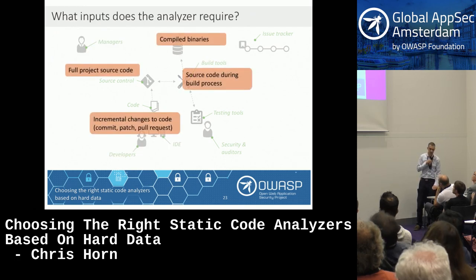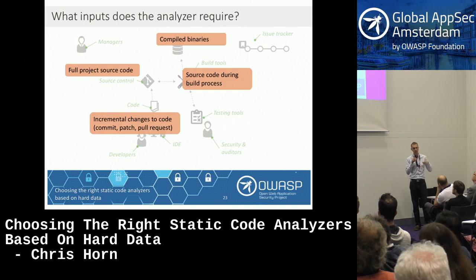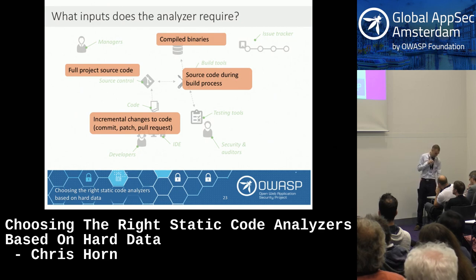Different analyzers have different inputs. Some work on just snippets of code, so individual commits. Some need the full code base in order to work. Some need to be wired into the build process, so they actually need to observe the build process in order to do their work. A lot of the C# tools work that way. And then some actually just work right on compiled binaries, so you can get binary static analysis.